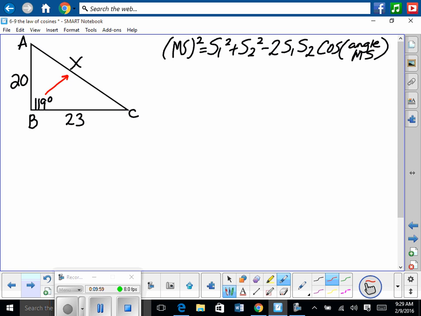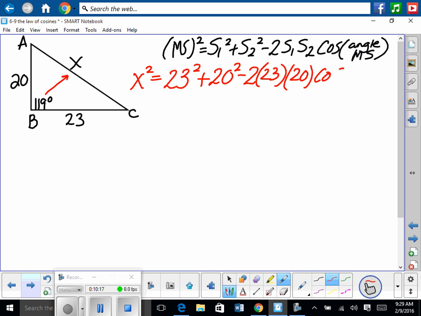This is the formula. The missing side squared, which is x squared, is equal to side 1 squared, so 23 squared, plus 20 squared, the other side squared, minus 2 times side 1, which was 23, times side 2, which is 20, times cosine of the angle across from the missing side. So cosine of 119 degrees. And now you look and say, what am I solving for? It's x. Okay, awesome. So on the right, I don't have any unknowns, so I'm going to go ahead and just calculate it. So I have x squared is equal to, I'll just tell you.